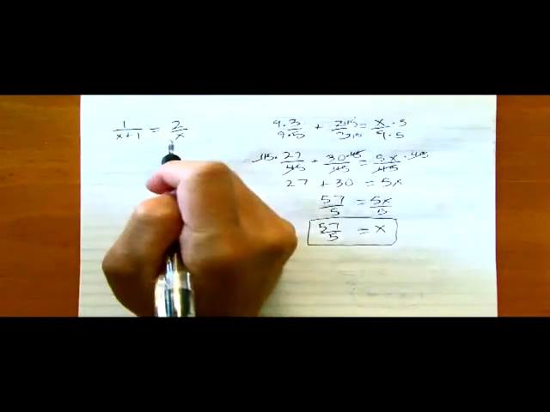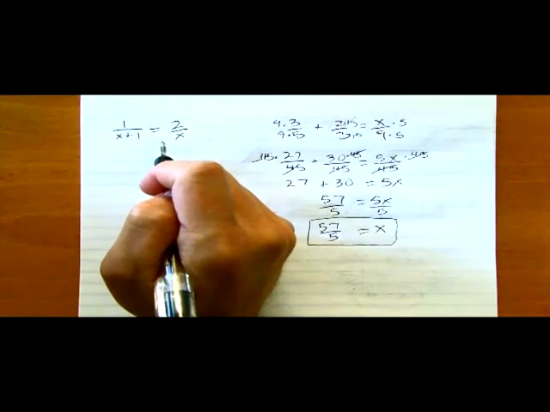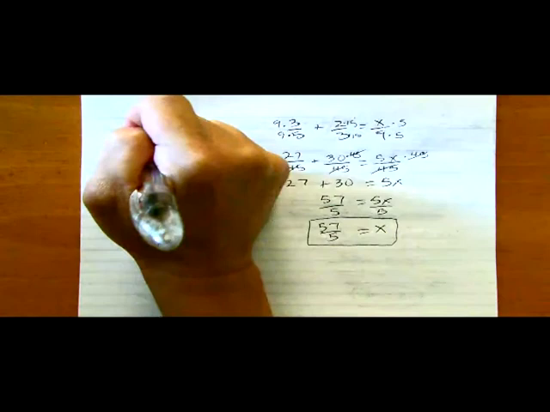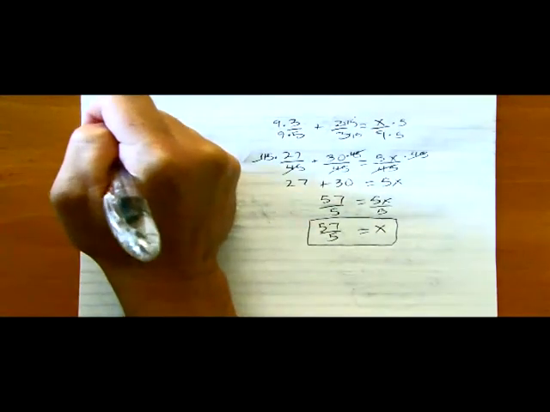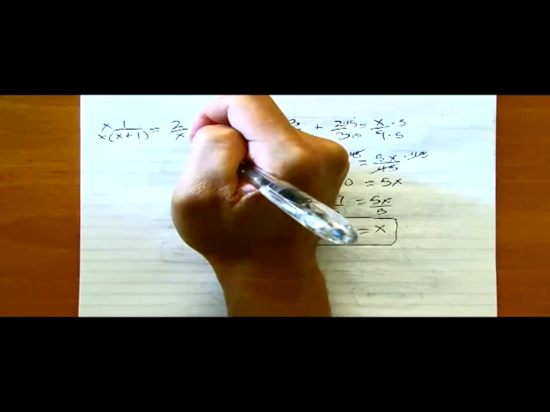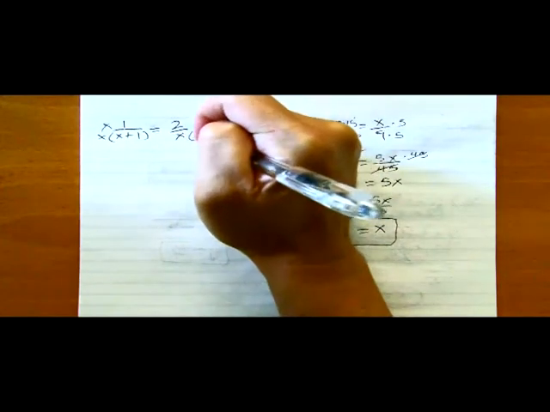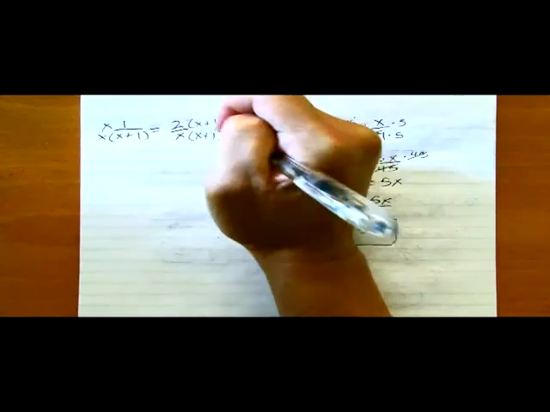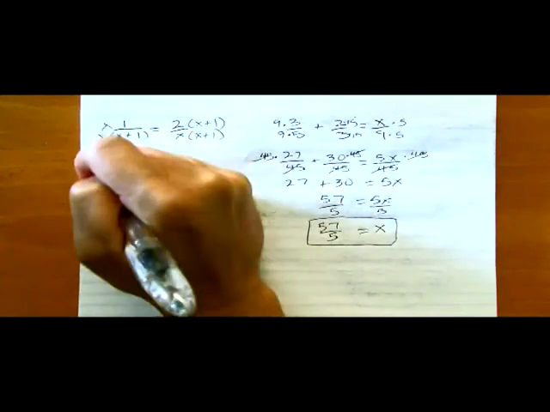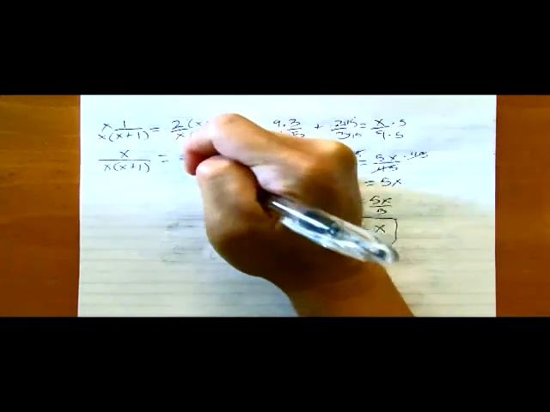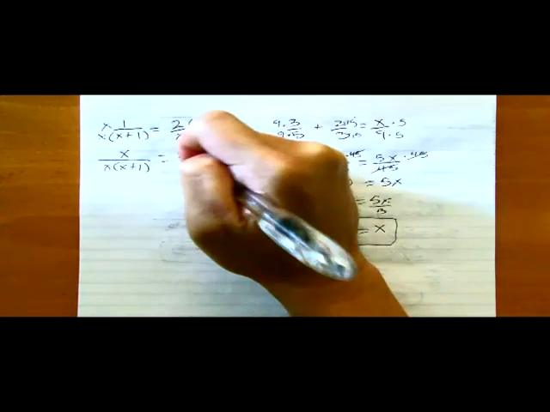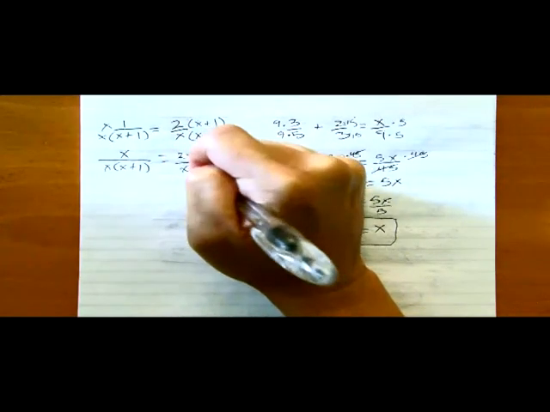We're going to do the same thing with this problem. We need to get the denominators to match. Now if you look at the problem, there's something that denominator has that this one is missing. We need to multiply by x, top and bottom. On this side, it's missing something that the other denominator has. We're going to multiply top and bottom by x plus 1. Now the denominators match. x over x(x plus 1) equals 2. I'm going to distribute the 2. 2x plus 2 over x(x plus 1).